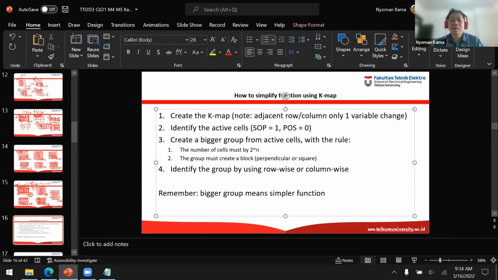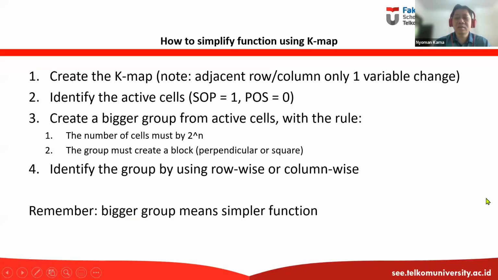Then create a bigger group from those active cells, with the rule that the number of cells must be 2 power of n. It could be 1, 2 cells, 4 cells, 8 cells, 16 cells, etc., as long as it's 2 power of n. And then the group must create a block. So we cannot simplify.